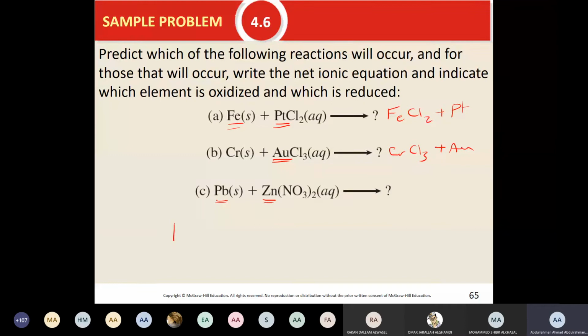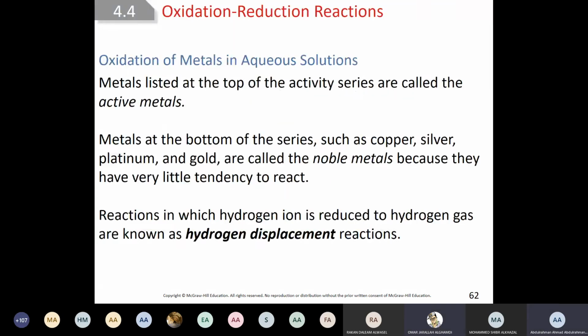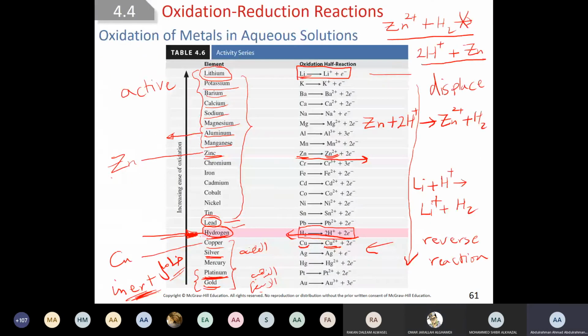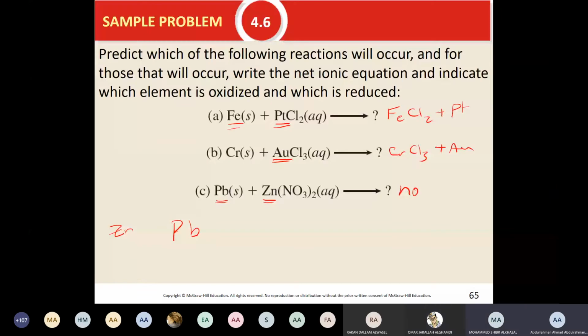And then if you have Pb and zinc, don't forget, lead is less active than zinc. Let's go to the table. This is lead, Pb, and this is zinc. Which one is higher? Zinc. So does this reaction take place or not? No reaction. Is this clear? Yes.